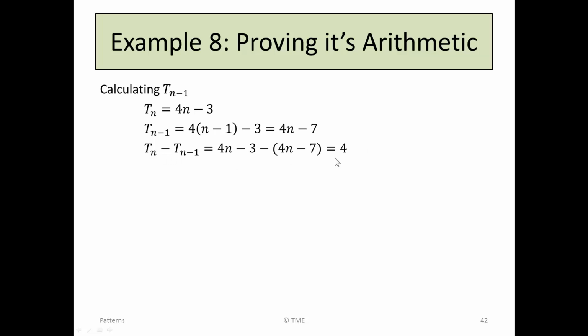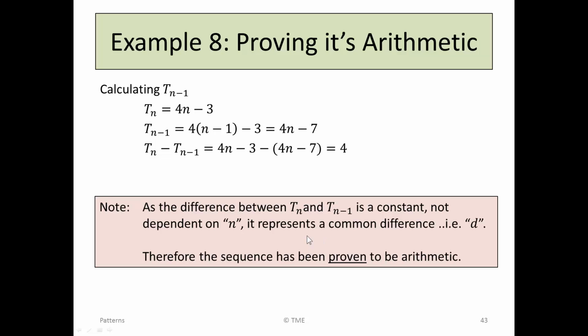Now, that might not seem a very important equation, but there's a lot going on there. What we're saying is that for every single possible nth term, if you subtract the term before it from it, you will get a value of 4, which is not a variable, it never changes, it's a constant, a common difference, therefore the sequence is arithmetic. So as the difference between Tn and Tn minus 1 is a constant and not dependent on n, it represents a common difference d. Therefore the sequence has been proven to be arithmetic. So once that wasn't a variable, you were home and dry.